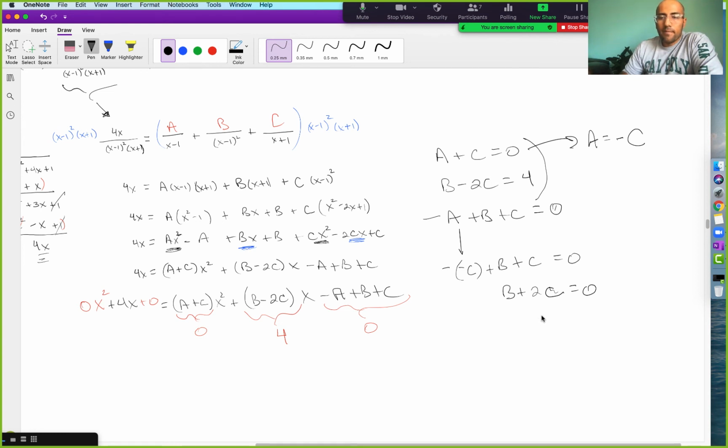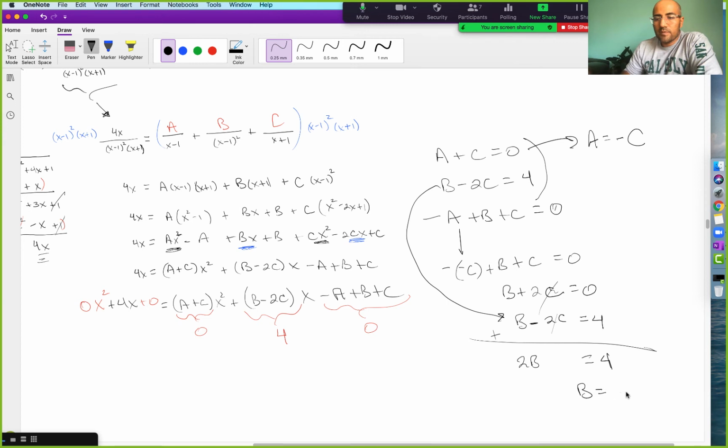Good. And so I can combine this equation along with this equation, that b plus 2c, not plus 2c, minus 2c equals to 4, and if I add them together, I get that 2b, these guys cancel, must be equal to 4. So b must be equal to 4 divided by 2, or b must be equal to 2. Okay, one down.